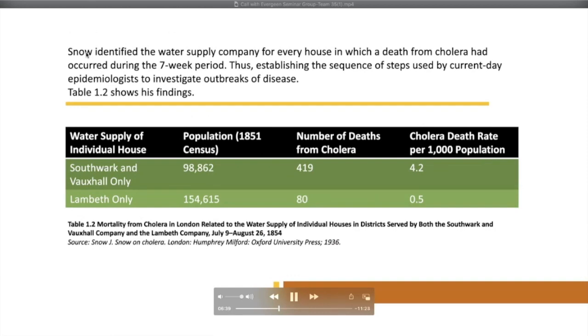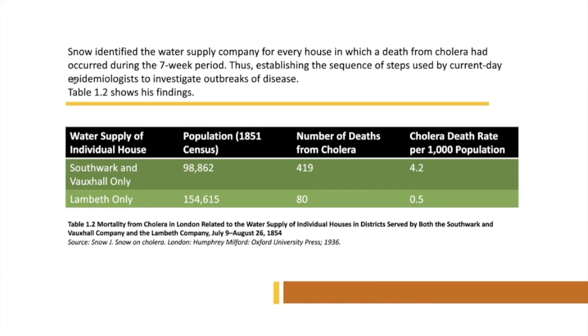Snow went on to identify the water supply company for every house in which a death from cholera had occurred during the 7-week period, thus establishing the sequence of steps used by current-day epidemiologists to investigate outbreaks of disease. And then his findings are listed here below.